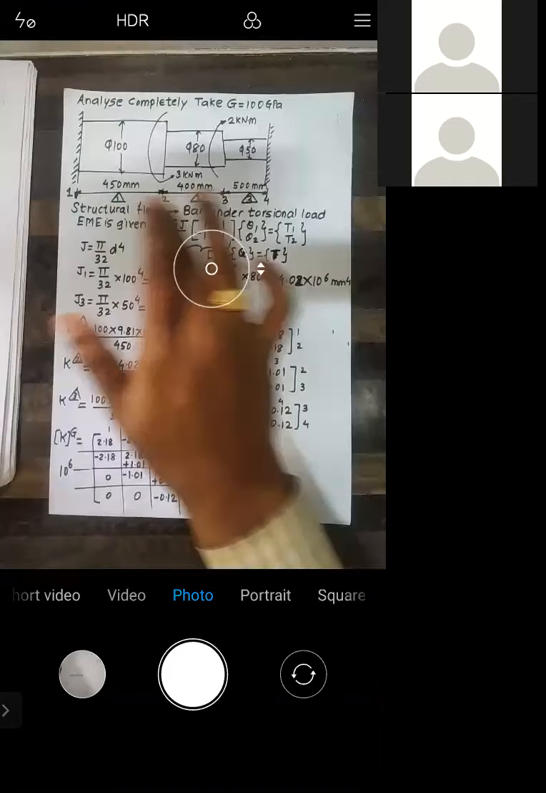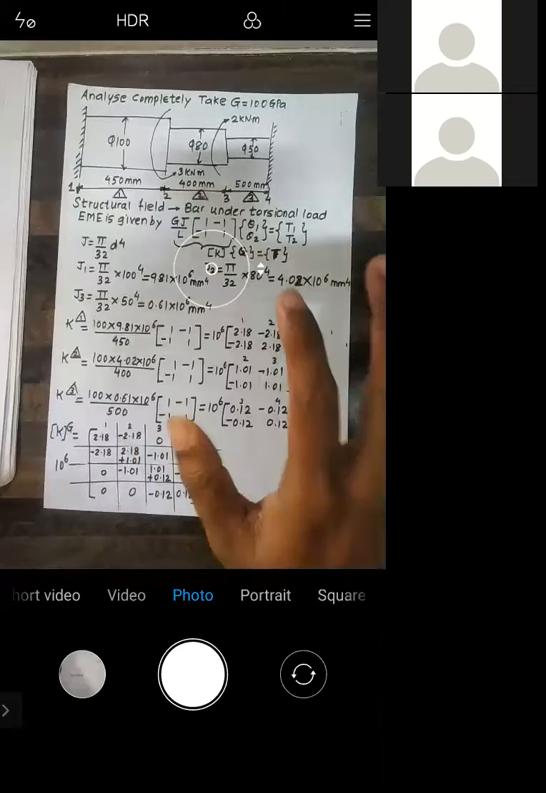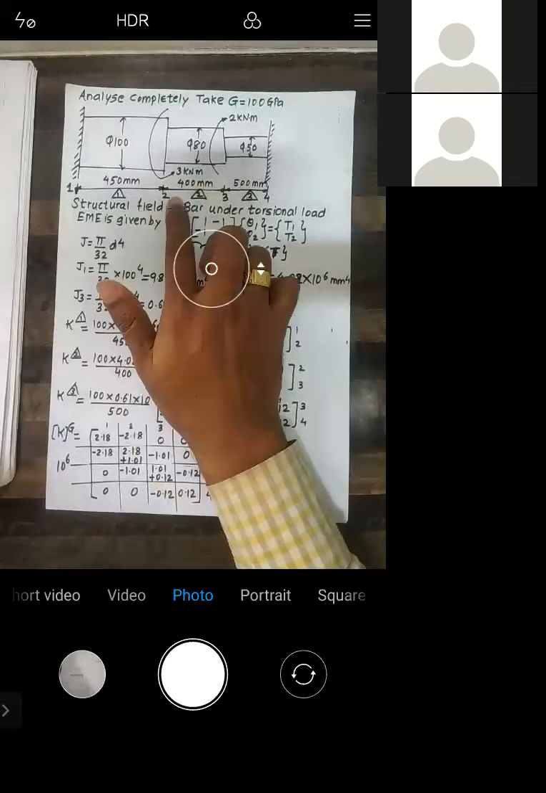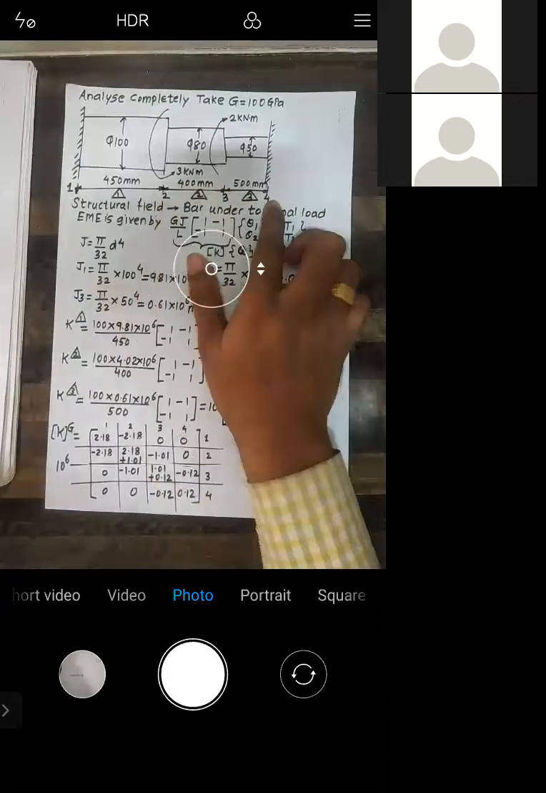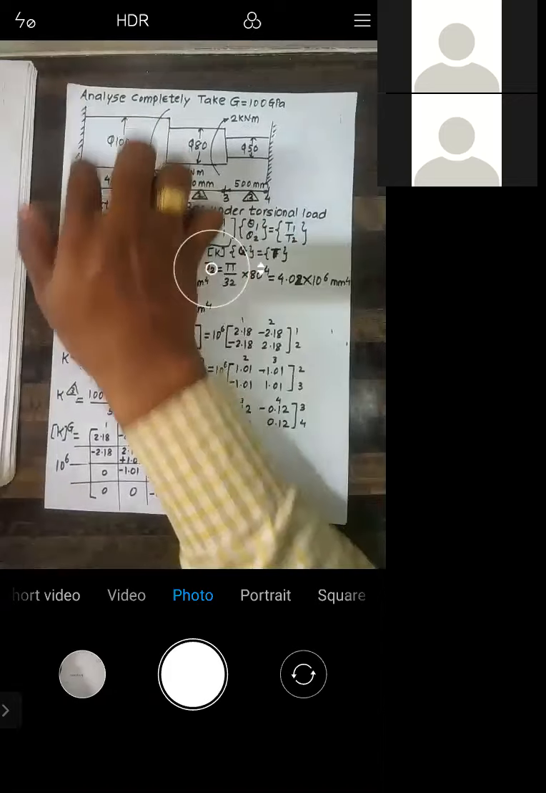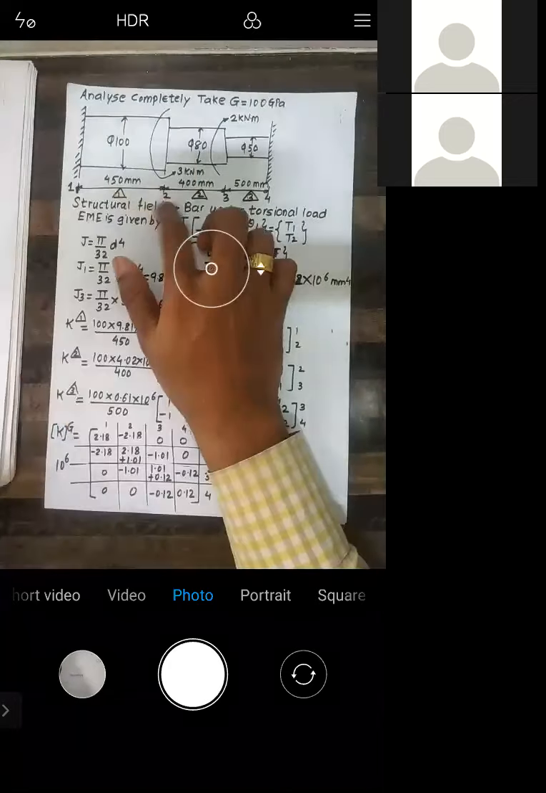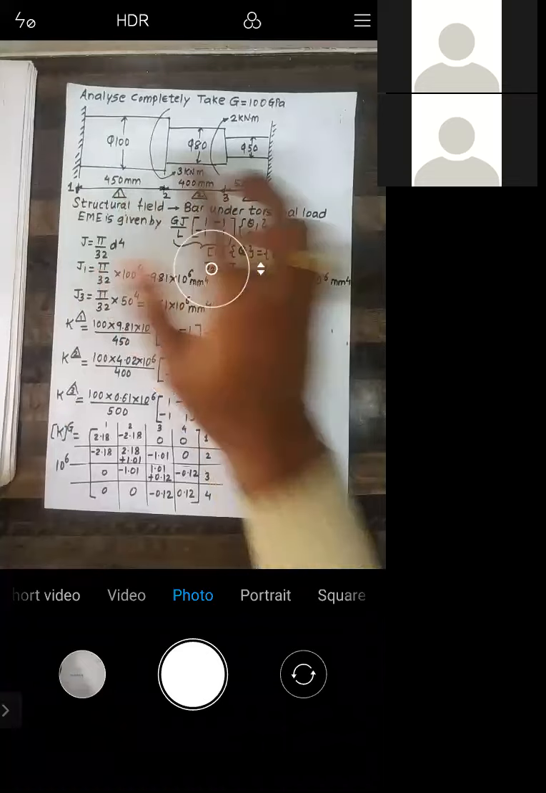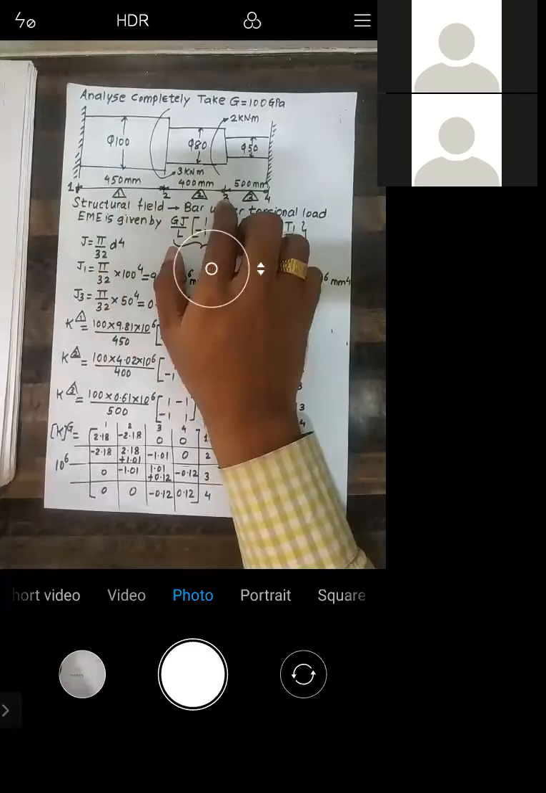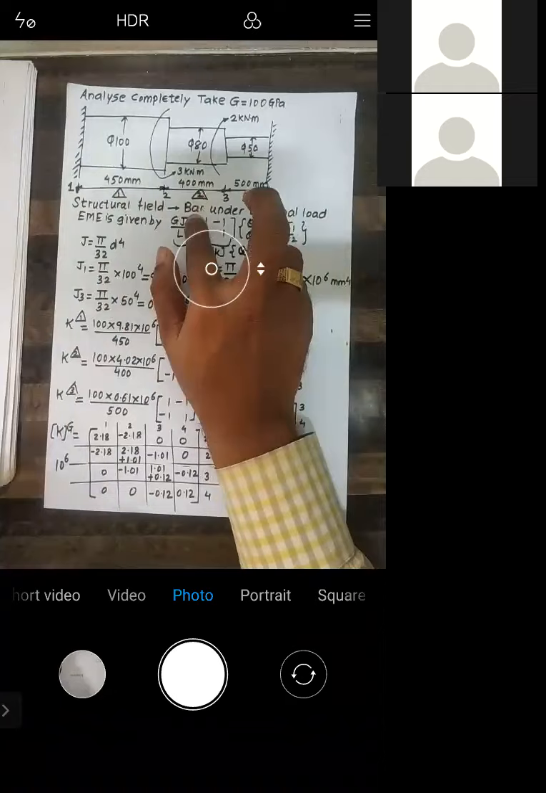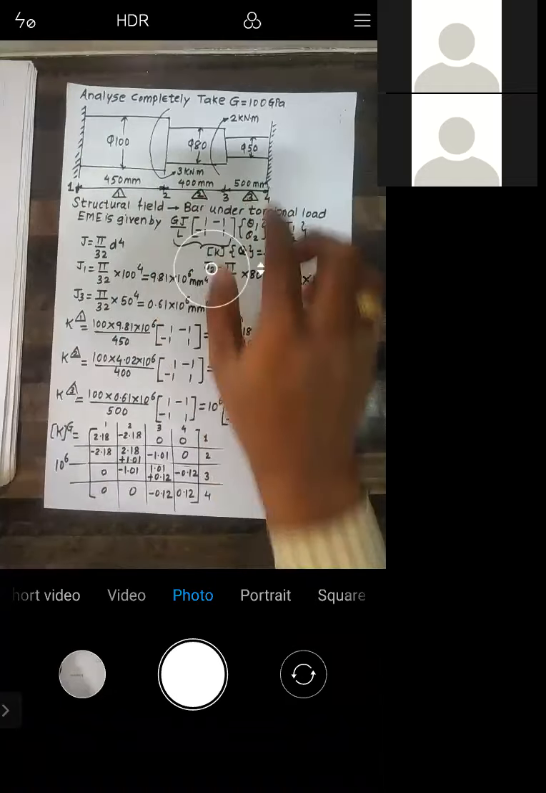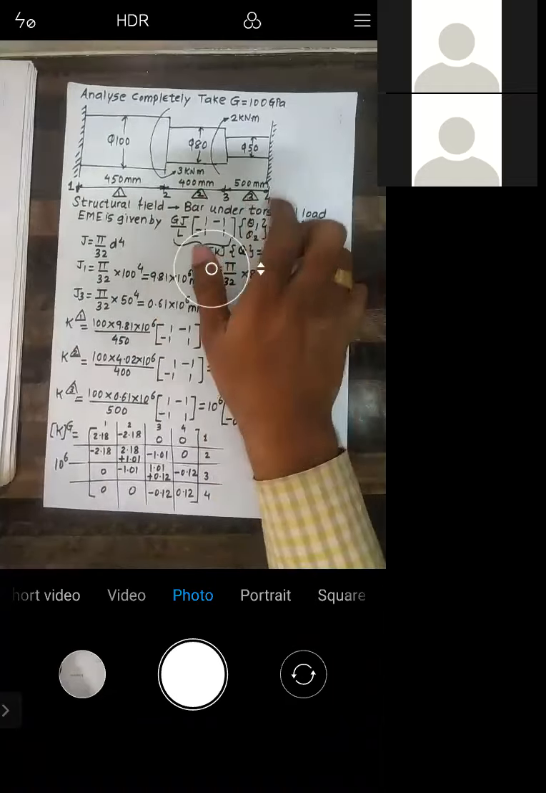Now you have formed the elements. The next step is assigning the nodes. This is node 1, this is node 2, this is node 3, node 4. Node 1 connects the fixed support to element number 1. Node 2 is the interconnection between element number 1 and element number 2. Node 3 is the connection between element number 2 and element number 3. Node 4 connects element number 3 to the fixed support.